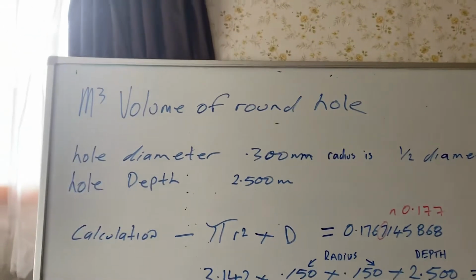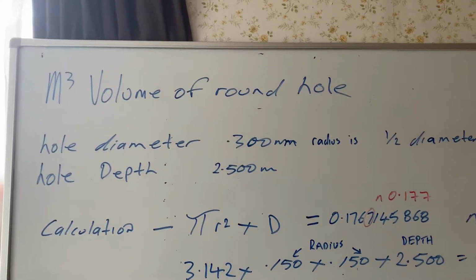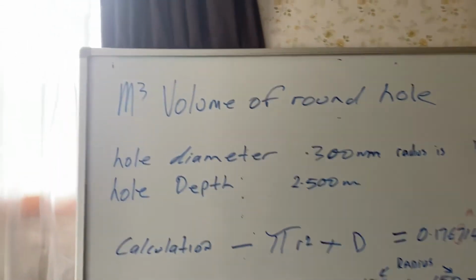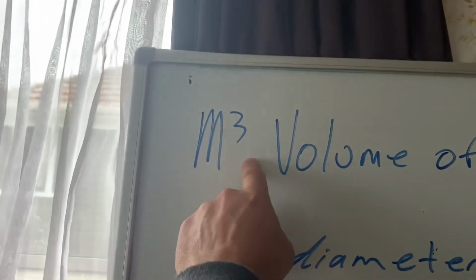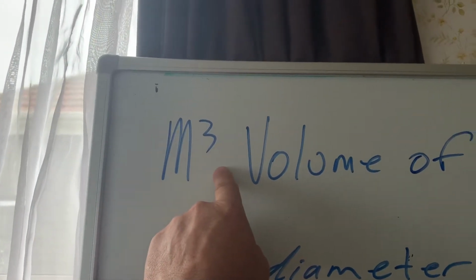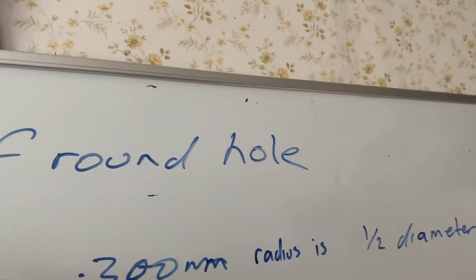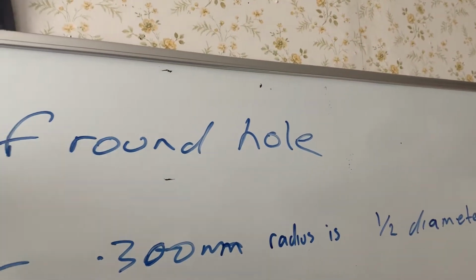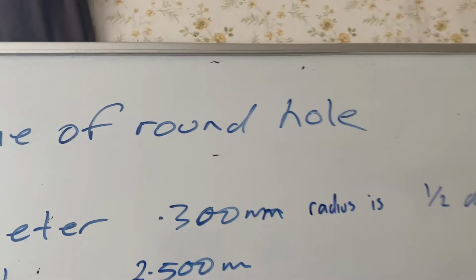All right, here we go. Figuring out volume for a round hole. Now that M3, that 3 doesn't come into play when we're talking about volume of a round hole, a cylinder, a circumference, whatever you want to call it.